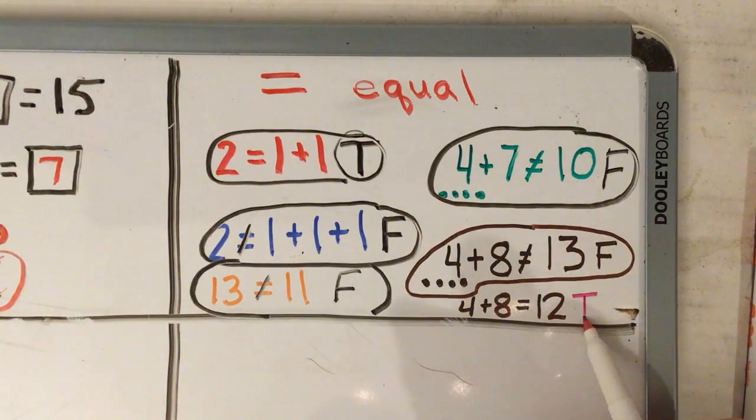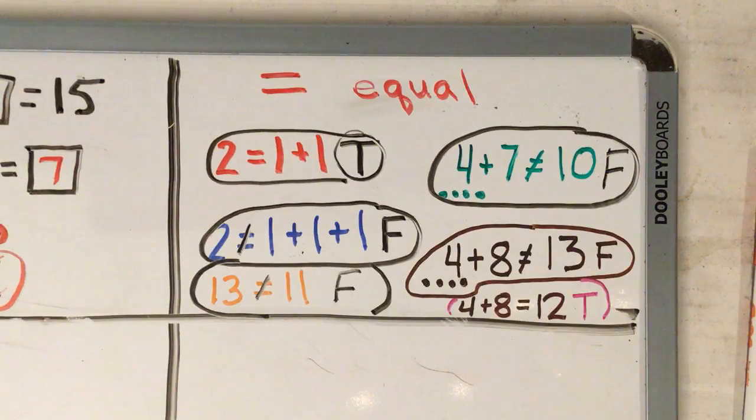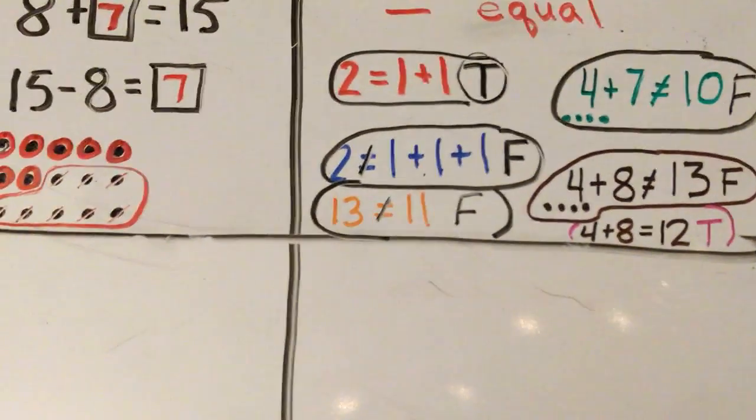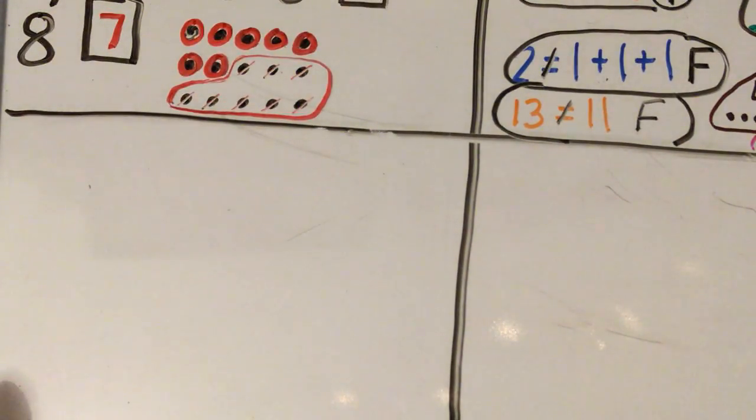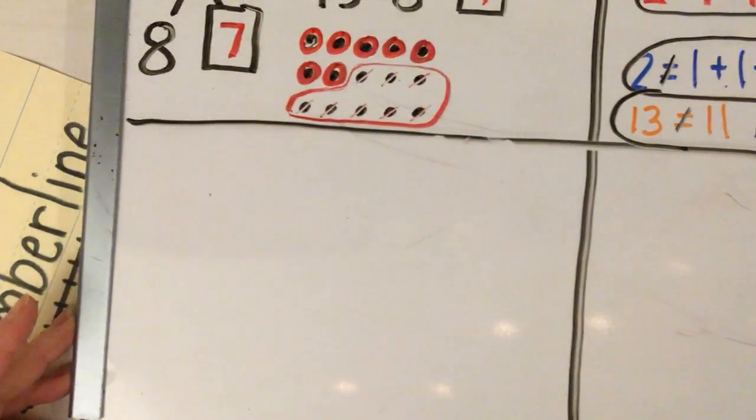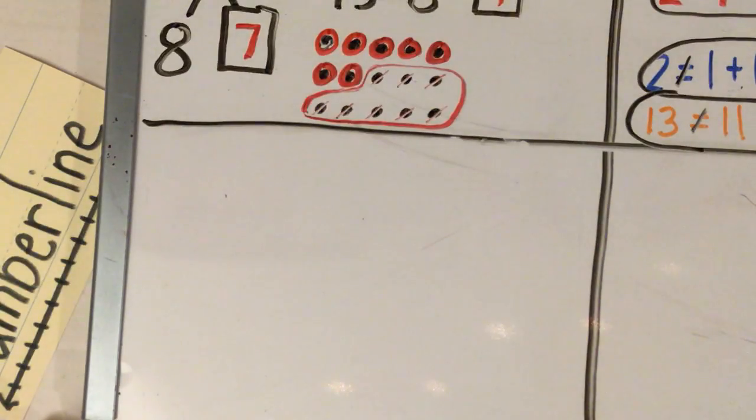Remember, T for true means that it is a fact. Awesome job writing that down. We're going to go on to our next work. So we talked about equal signs. We talked about parts of an equation. We talked about showing your work. We're going to work on 3 addends right now. 3 addends are when you have 3 numbers that you're adding together.